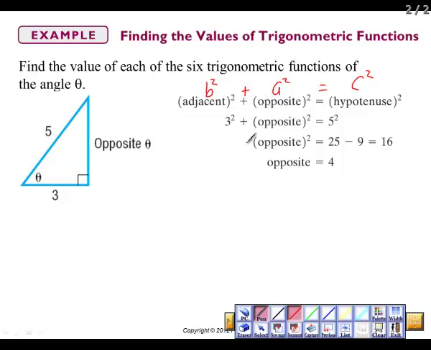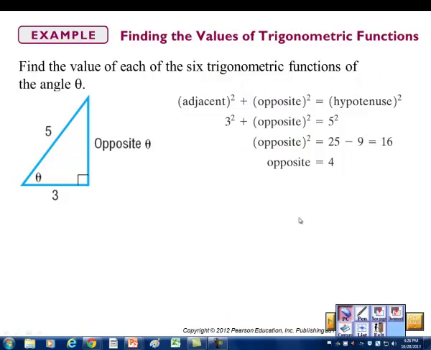Well, at this point, we have to apply the square root, and since there's no such thing as a negative length, we just drop the plus or minus. Our answers for the right triangles are always going to be positive, because we never have a negative length. So our answer here for the opposite side is 4. We have our opposite side is 4.